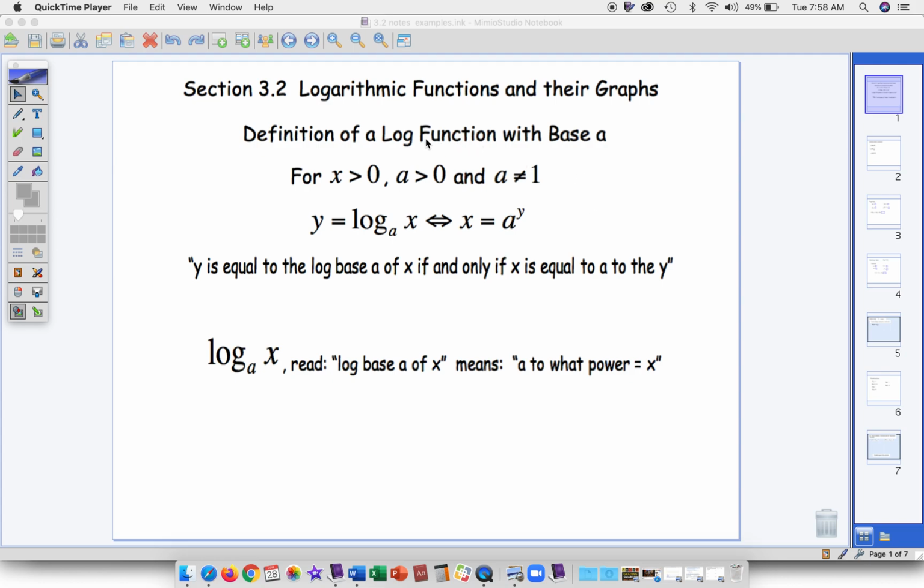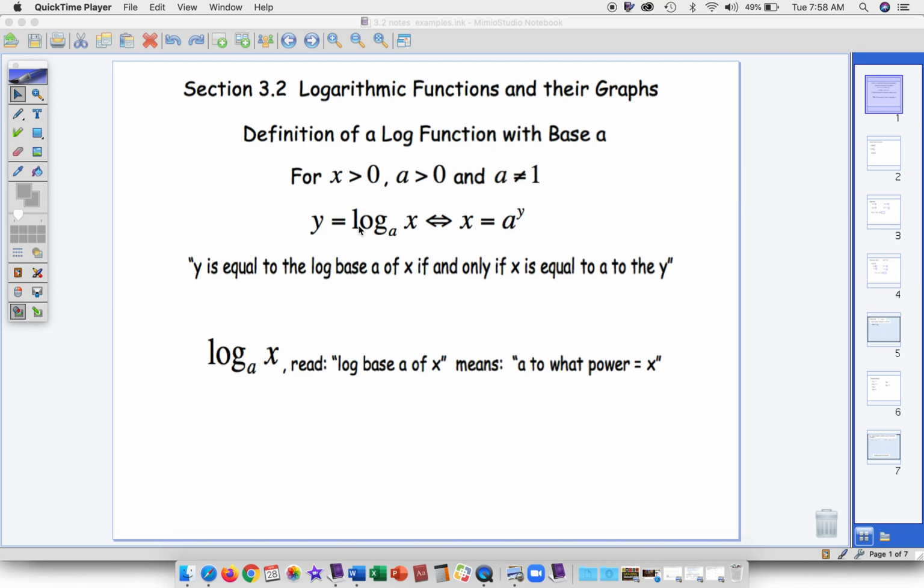So we're going to start off with the definition of a log, and the base again is going to be a. x and a are both going to be greater than 0, so no negatives here, and a cannot be equal to 1, because remember, if our base is 1, 1 to any power is just 1. So if we have y equal to the log base a of x, this means, if and only if, that x would be equal to a to the y.